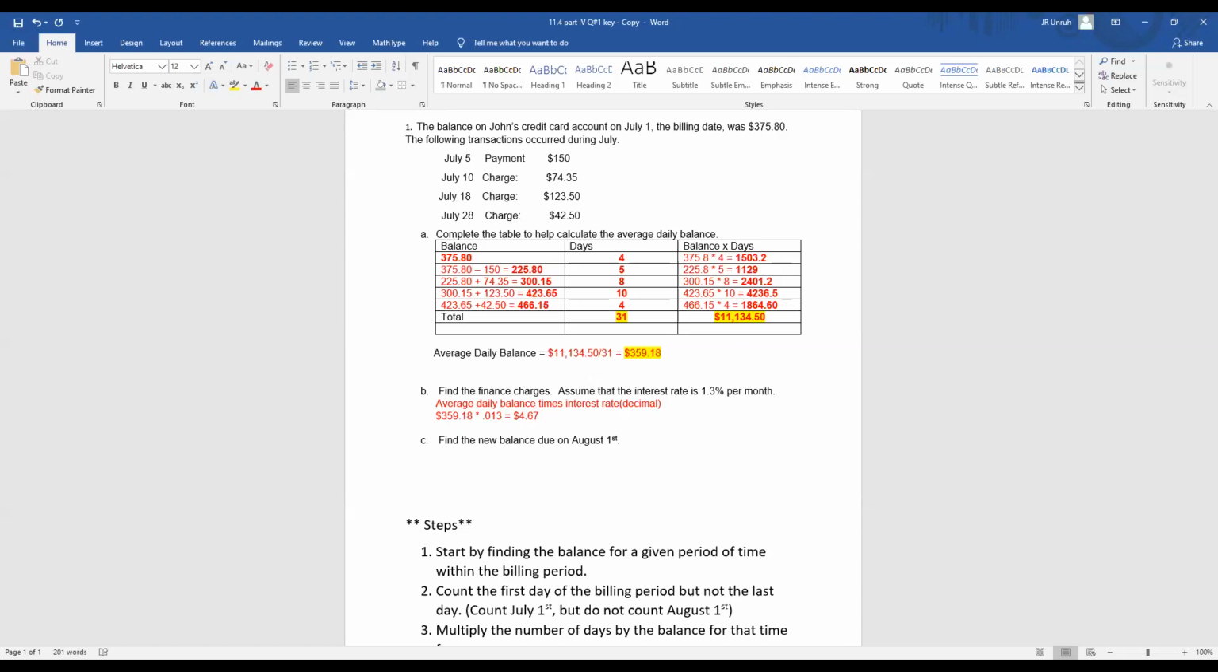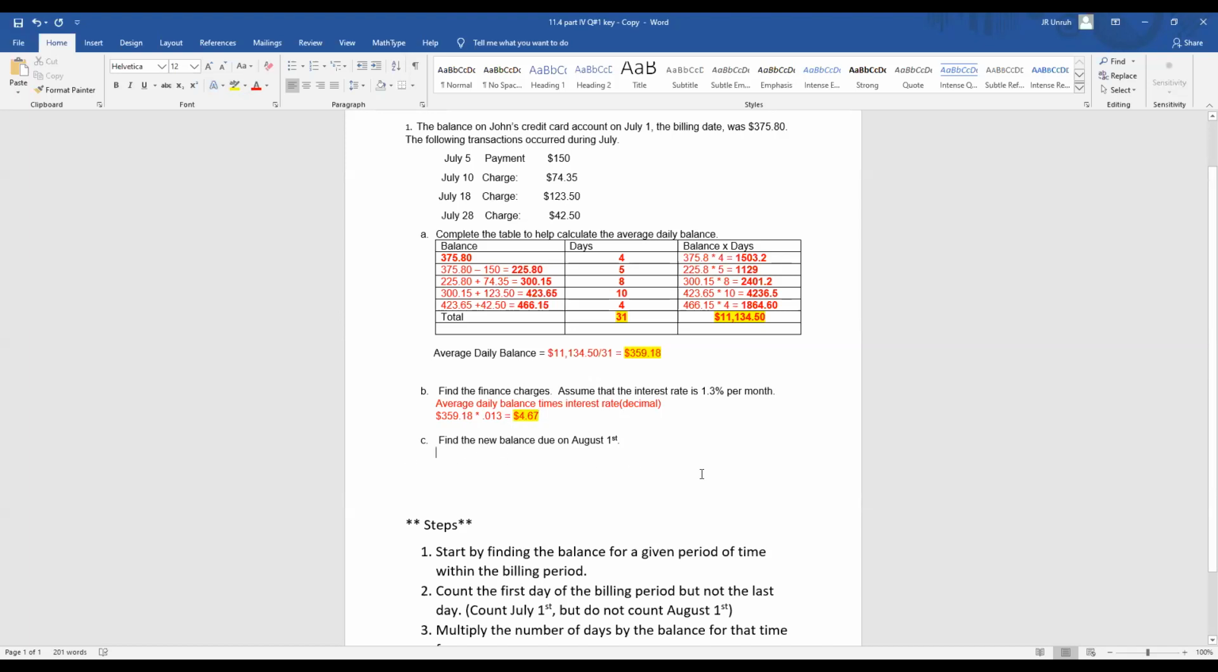$4.67. So if the credit card company or bank is using the average daily balance method, under this scenario, John's finance charge for July would become $4.67. Now that's part B. And I'll highlight that for you.